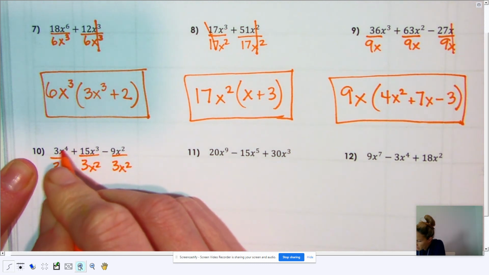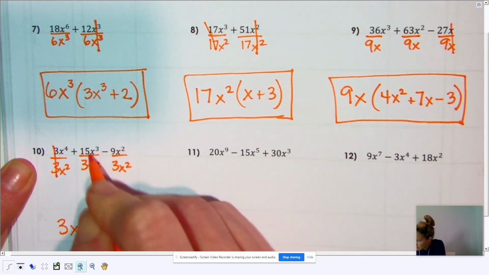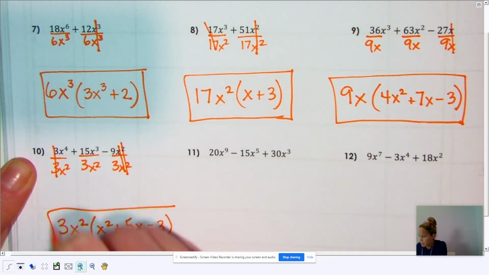So I know that here the 3's canceled. I have 2 x's left. 3 goes into 15 5 times with 1 x left. And then 3 goes into 9 3 times with no x's left. All of those x's go away. Okay, and that's your answer.